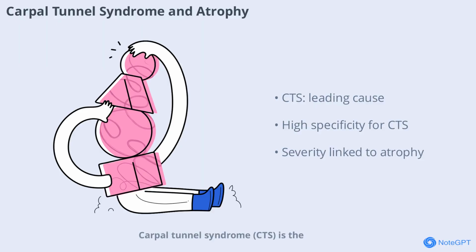Carpal tunnel syndrome (CTS) is the most frequent cause of thenar muscle atrophy, especially in severe or long-standing cases. The incidence of thenar atrophy in CTS patients ranges from 5% to as high as 100% in severe cases. While the presence of atrophy is highly specific for CTS, its sensitivity is relatively low. Electrodiagnostic studies are often used to confirm the diagnosis and assess the severity of nerve involvement.